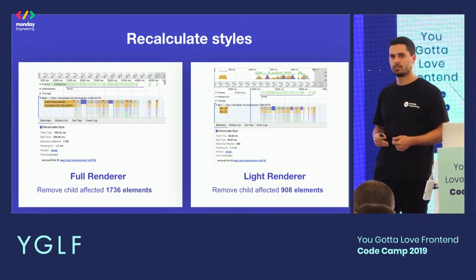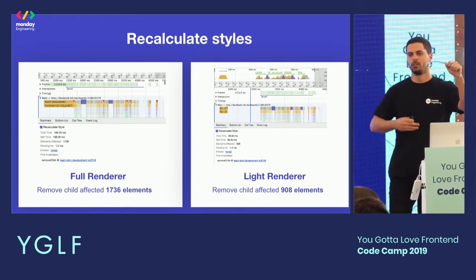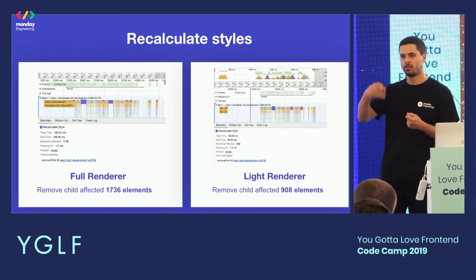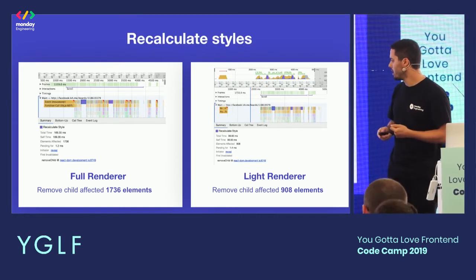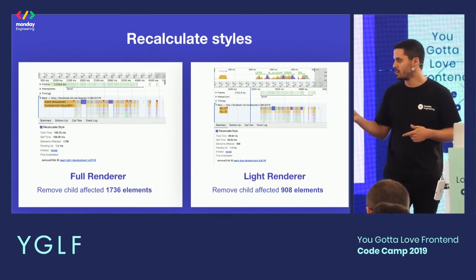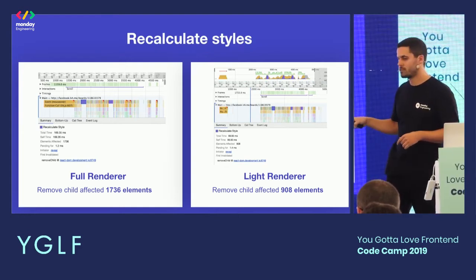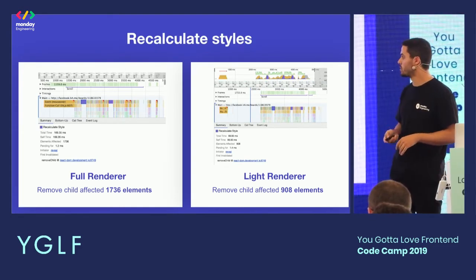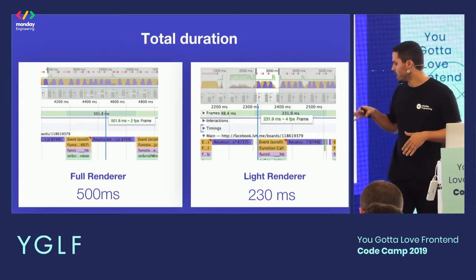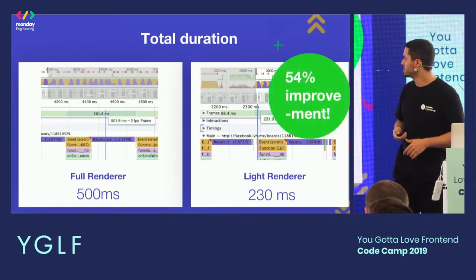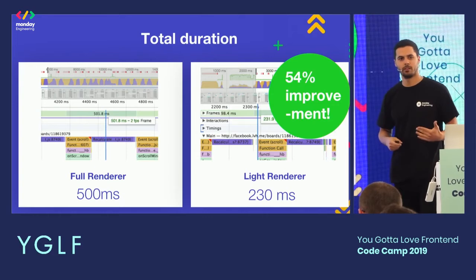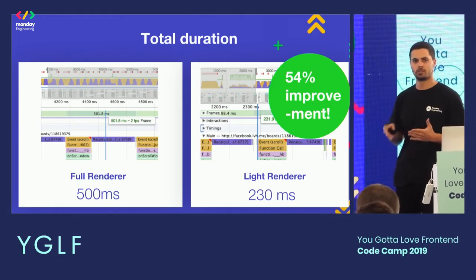In terms of recalculating styles, when you remove the first element in a list, we have the entire CSS rules in our browser, and they need to be applied to all the elements in this list. What happened in this case? We needed to apply the CSS rules to 1,700 elements for the full renderer, and only 900 elements in the light renderer, which is also a great improvement. Overall, the full renderer took us 500 milliseconds to render, and the light renderer took only 230 milliseconds, which is a 54% improvement. It was great, and we felt it was an amazing improvement while scrolling the list.